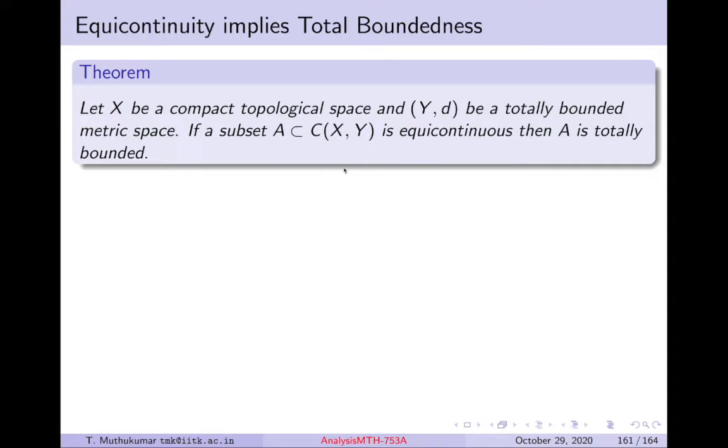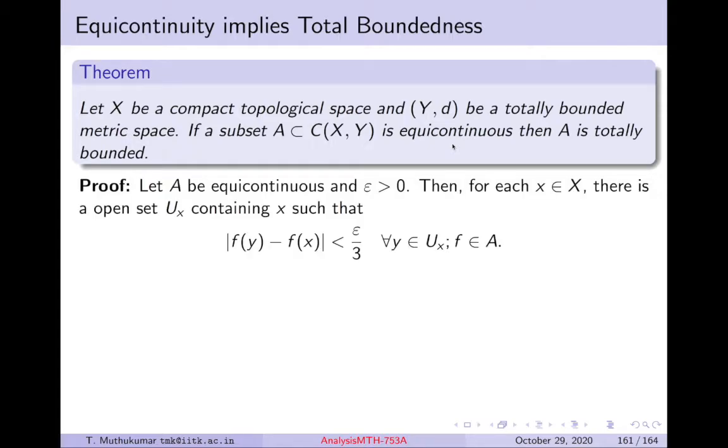So this is the converse of the theorem that we saw some time back. There we showed that total boundedness implies equicontinuity. Here we are saying that if the range is a totally bounded metric space, then equicontinuity implies total boundedness.